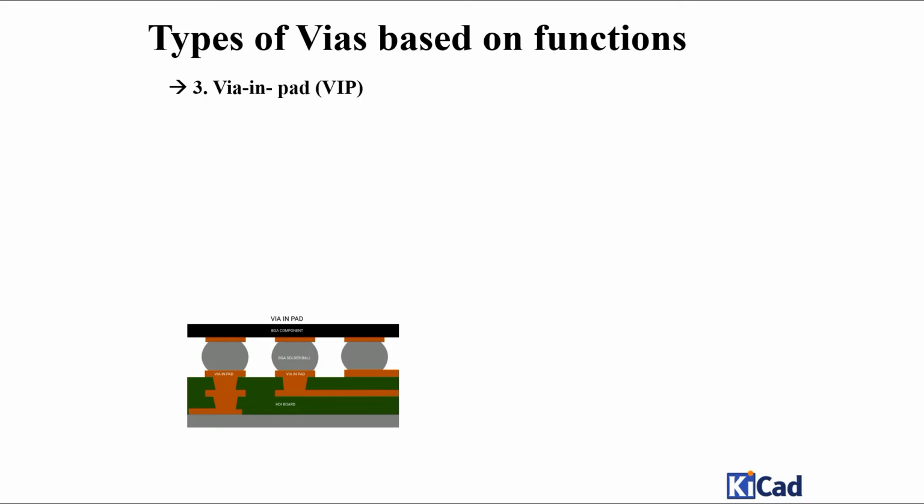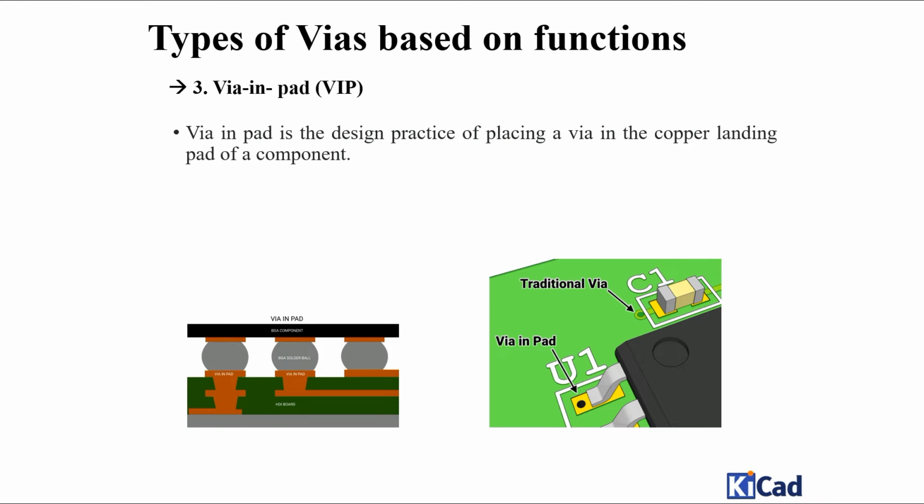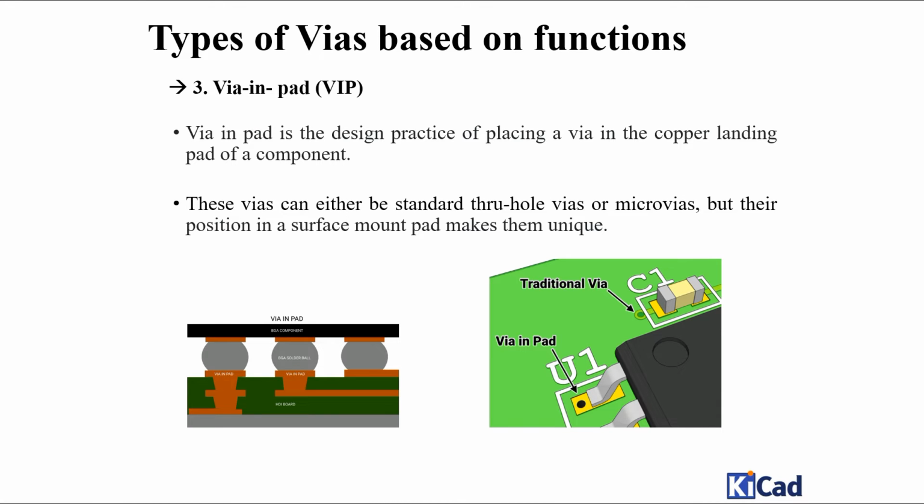The third type based on function is via in pad. Via in pad is the design practice of placing a via in the copper landing pad of the component. These vias can either be standard through-hole vias or micro vias, but their position in a surface mount pad makes them unique. Over here in the picture you can see that with the C1 capacitor we have a traditional via, and on the U1 at pin number 1 we have that via in pad. So via in pad is actually placed inside the pad.